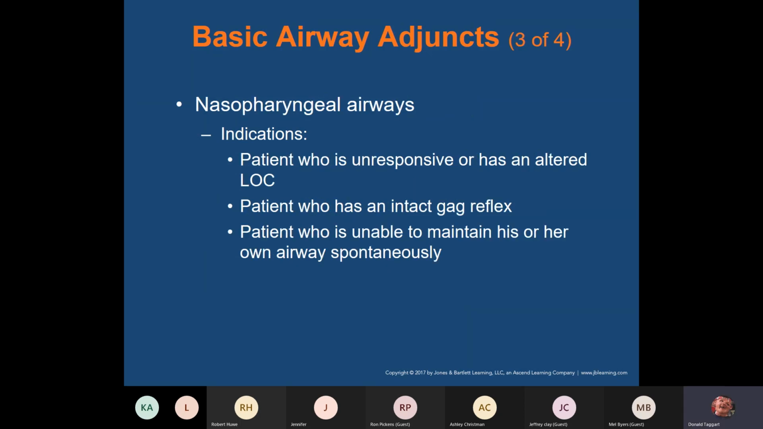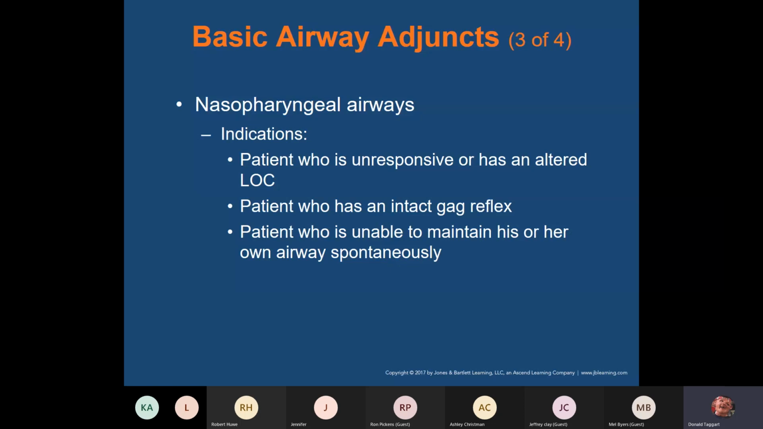NPAs are measured from the tip of your nose over to your earlobe. So again, that's about the right size. If it's too long, you'll make it go down too deep and you'll activate a gag reflex. If it's too short, the tongue could still fall in front of it. So you want it to land right about there. And you'll have to demonstrate that you measure these in your state tests.